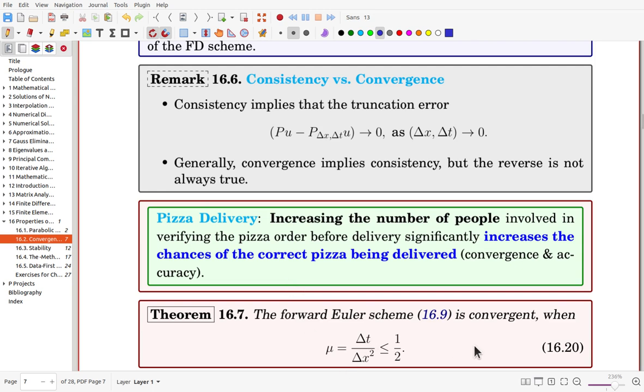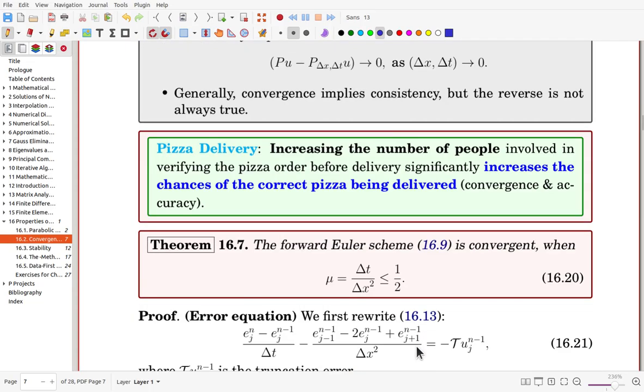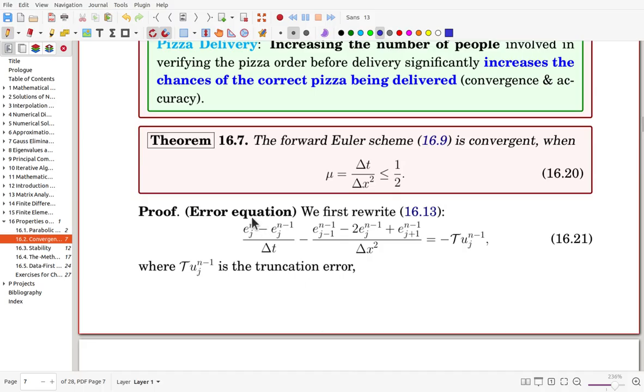Now the forward Euler scheme is convergent when this condition is satisfied: mu = delta t over delta x squared is bounded by 1/2. Let's try to prove this theorem. The error equation can be made in this way. Earlier, in fact in the last section, we considered it.